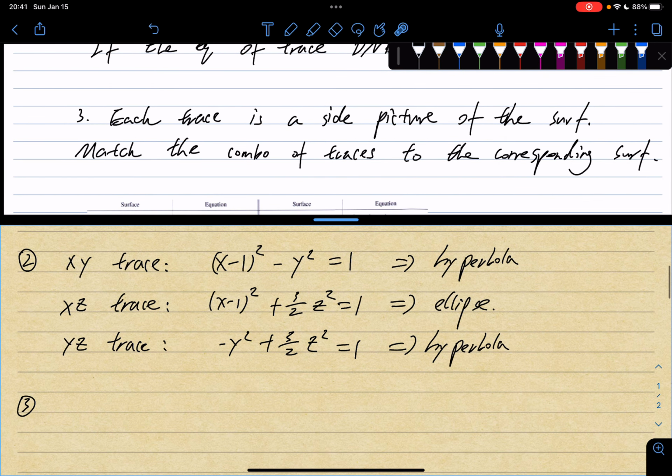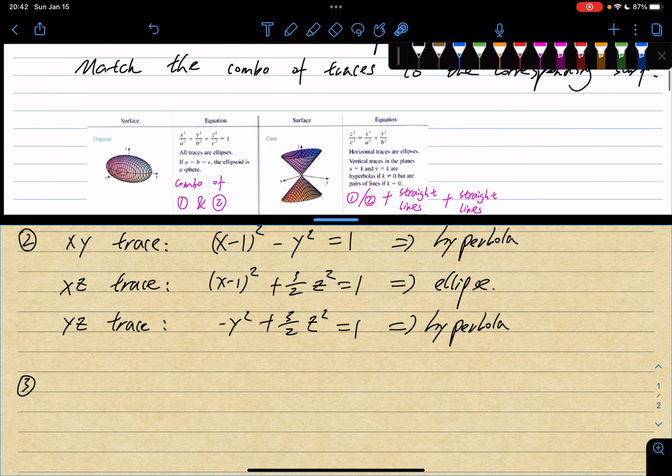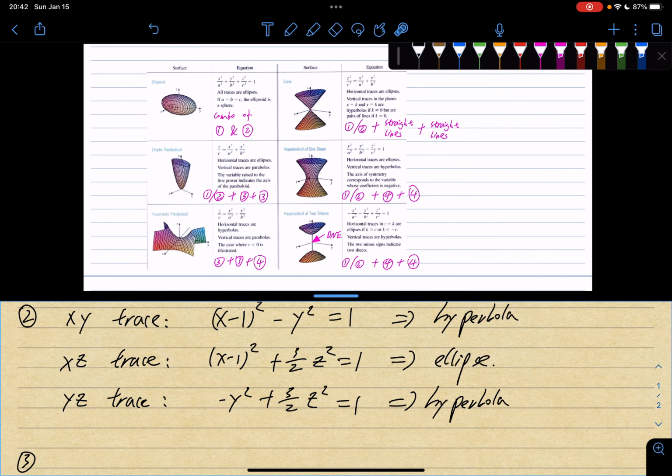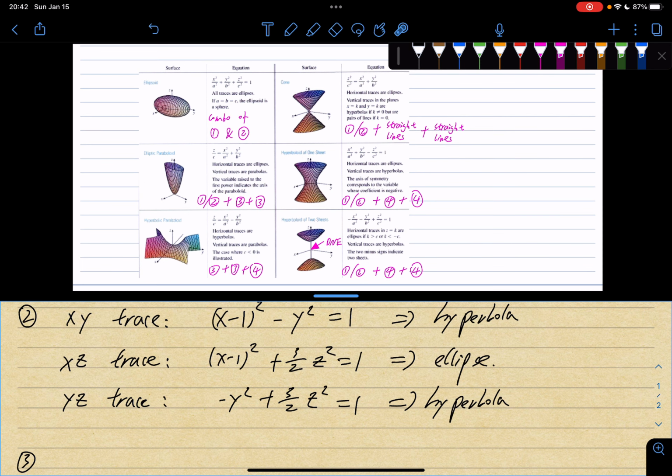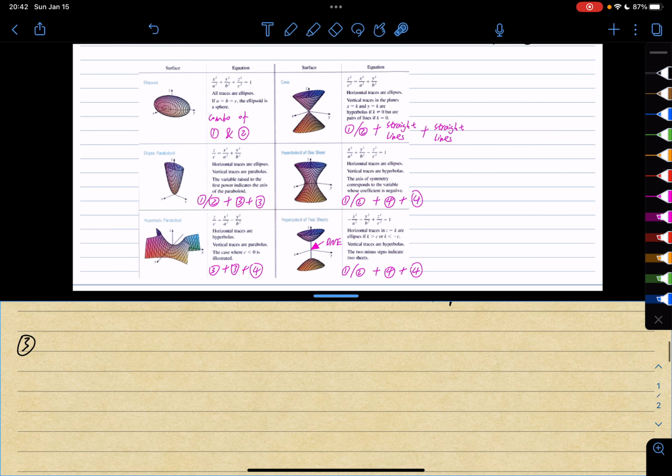By the way, just to elaborate a little bit more: for the xy trace, you're looking at this quadric surface along the z axis, so your eye is aligned with the z axis. For the xz trace, you're viewing the surface along the y-axis, and for the yz trace, you're viewing the surface along the x-axis. So for step 3, referring back to these graphical definitions again, I think you need to memorize these shapes graphically rather than numerically.